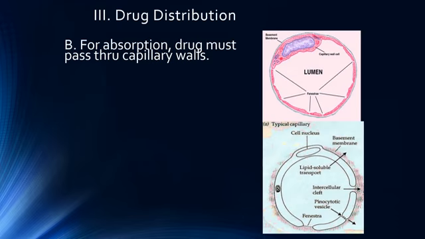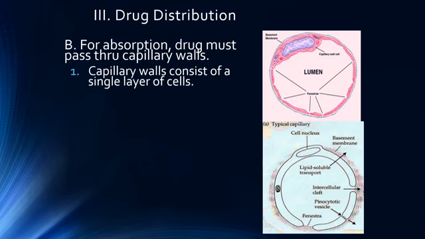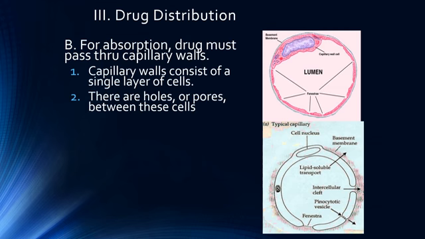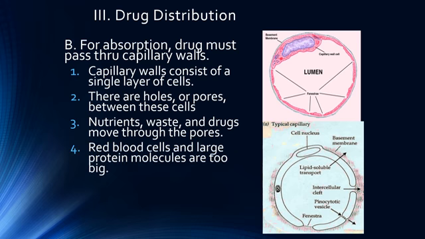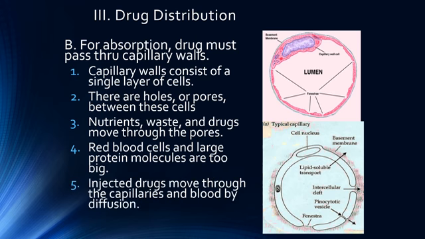So for a drug to be absorbed, it must pass through the capillary walls. Capillary walls consist of a single layer of cells. There are holes or pores between those cells. Of course, nutrients, waste, and drugs can move in and out of those pores. Red blood cells and large protein molecules are too large to move through these capillaries, but injected drugs move through the capillaries and blood by diffusion.